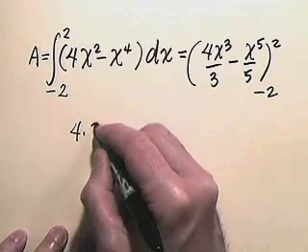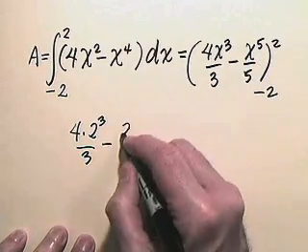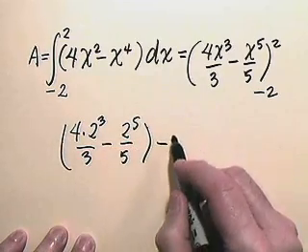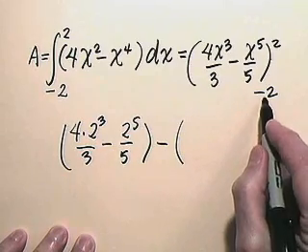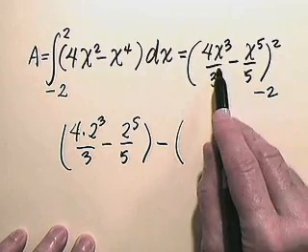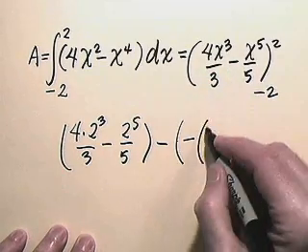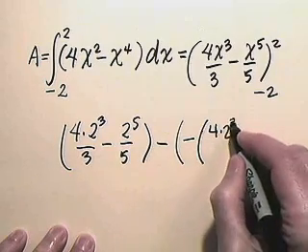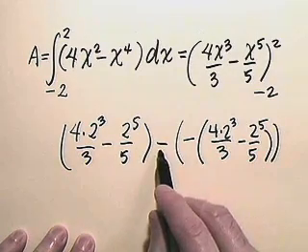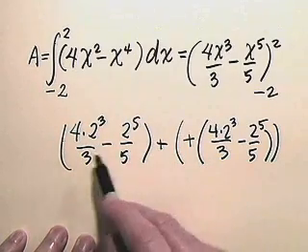So we have 4 times 2 cubed over 3 minus 2 to the fifth divided by 5. And now we put a negative sign, we subtract what we get by putting in -2 everywhere. Well, notice we have odd powers, so putting in -2 is going to give the negative of what we would get by putting in +2. So I'll just put negative, and the same thing as we have right here: 4 times 2 cubed over 3 minus 2 to the fifth over 5. So in effect, negative is positive, and really we've just got twice this one.